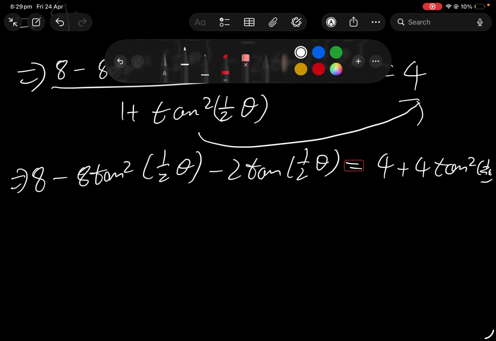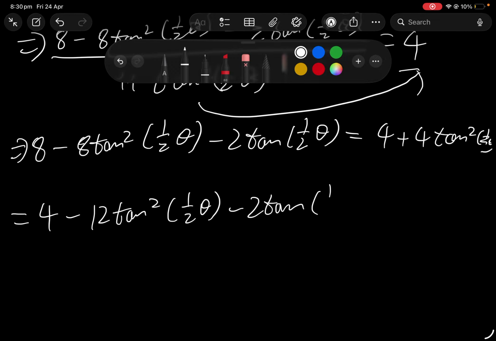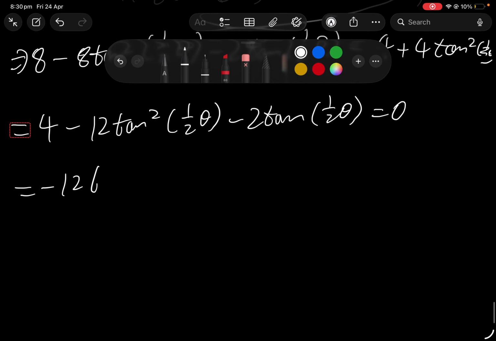Okay. And then we'll make it into a quadratic. So move these to this side, and the 4 moves to this side, it becomes minus 4. So we're left with 8 take 4, and then the 4 tan squared, the same tan squared, so it'll be minus 12 tan squared half theta. It'll still be take 2 tan half theta, and this equals 0.